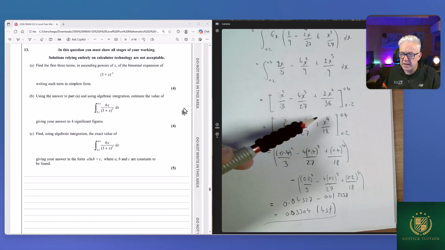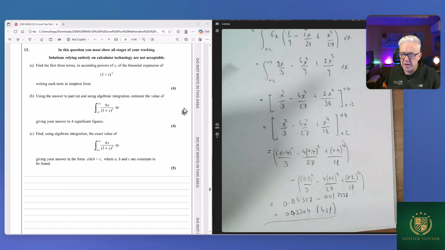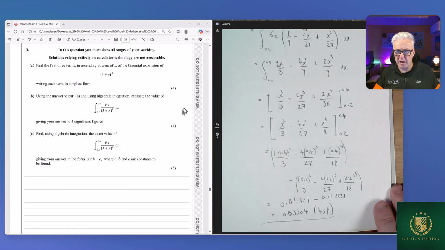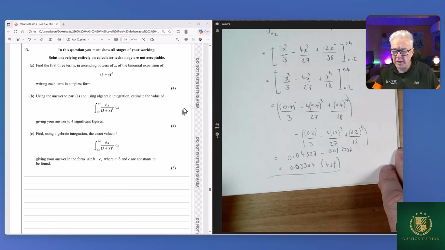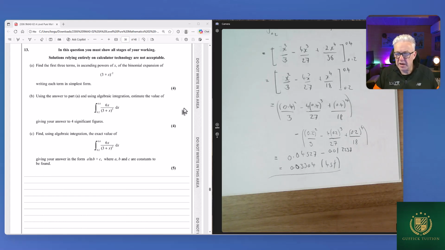2 over 36 simplifies into 1 over 18. So there's our expression now that's been integrated, and we're going to sub in our 0.4 and our 0.2. And you can see my working there. When you sub that in, you get those values, and you should get 0.03304 as your final answer when given to 4 significant figures.